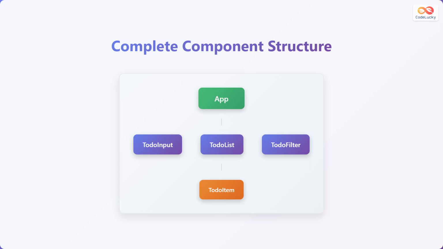Here's the complete component structure for our to-do application. At the top, we have the App component. Below the App component, we have three components: ToDoInput, ToDoList, and ToDoFilter. Finally, under the ToDoList component, we have the ToDoItem component.